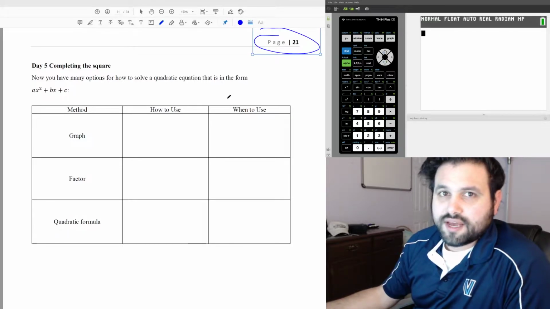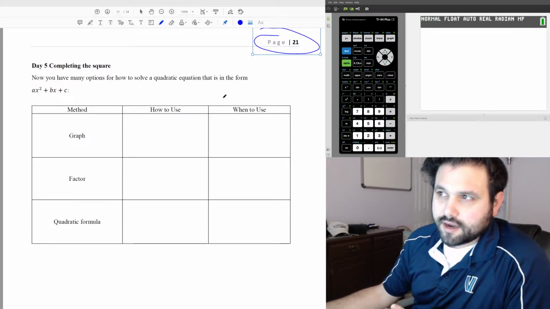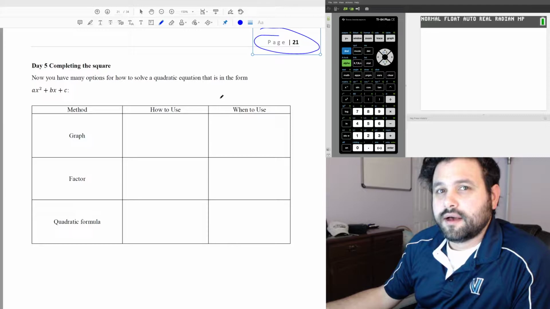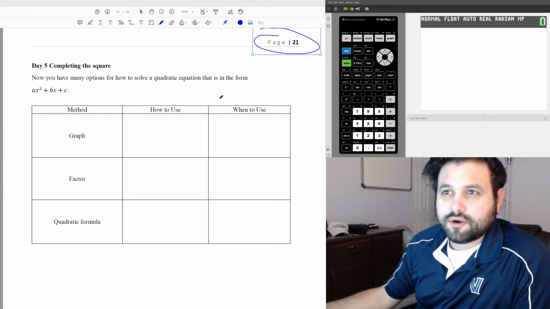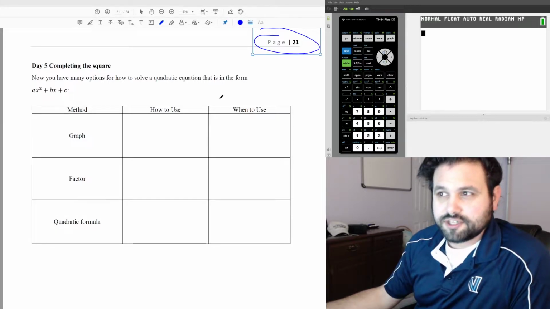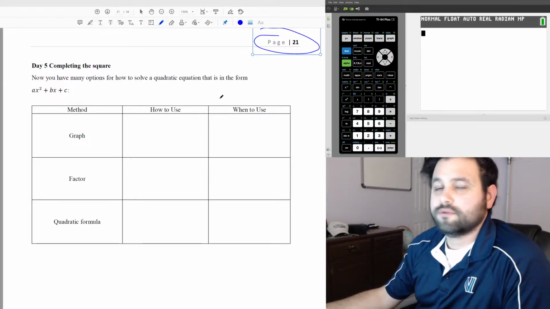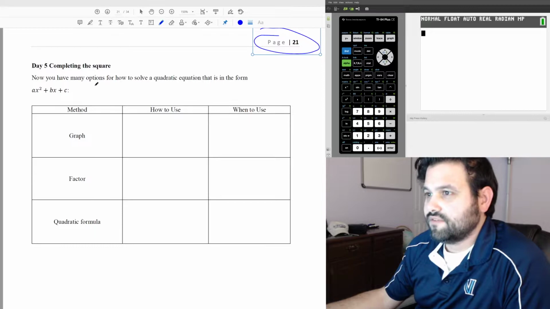And if you don't have your note packet, I know I have posted the entire note packet on Schoology. I would suggest maybe just printing out the pages you need, like day 5 for today. So let's jump right into it. Day 5, we're going to complete the square.